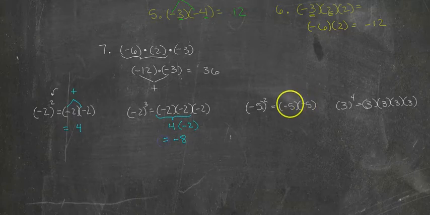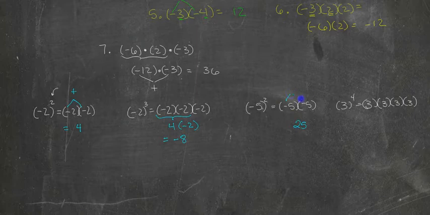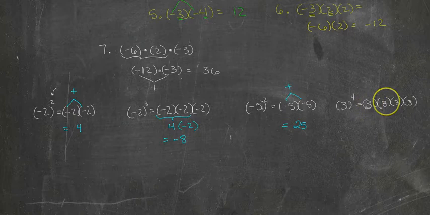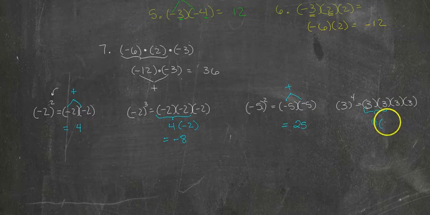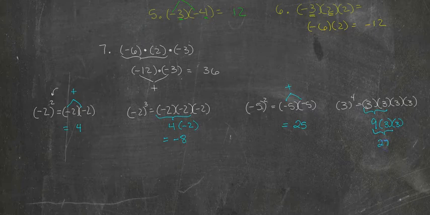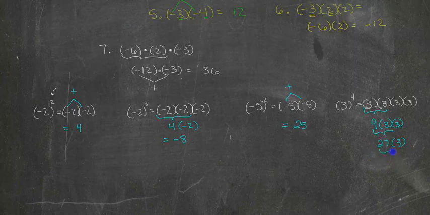The next one, 5 times 5 is 25. Two negatives make a positive, so the answer is 25. And the last one, well, this one doesn't have any negatives in it, so it's super easy. 3 times 3 is 9. I still have to multiply by 3 times 3 again, right? So there are 4 of them. Well, 9 times 3 is 27, and I still have to multiply by the fourth 3, and 27 times 3 is 81.